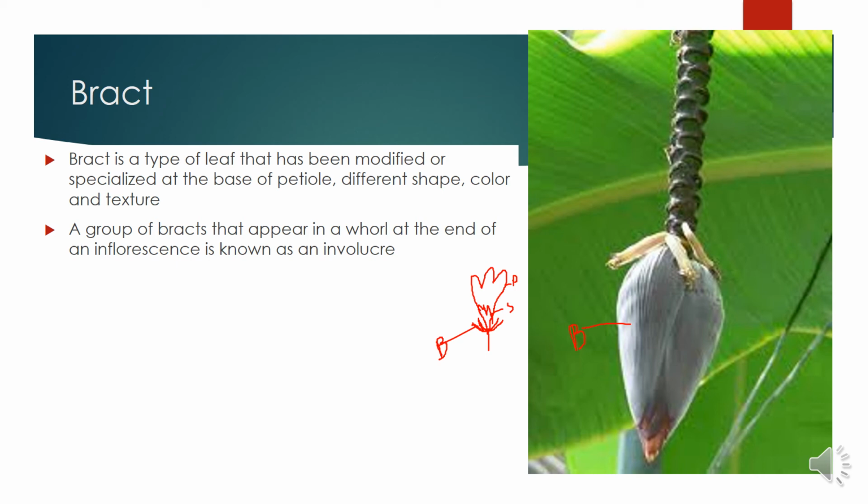So basically bracts are structures that develop at the base of the pedicel. We know that this is the floral thalamus or receptacle, and the stalk is called the pedicel. At the base of the pedicel, this bract is seen. This is the floral stalk, and we see that these are the regions where the flowers were once borne. So the function of the bract is just protective. It is also called an involucre.